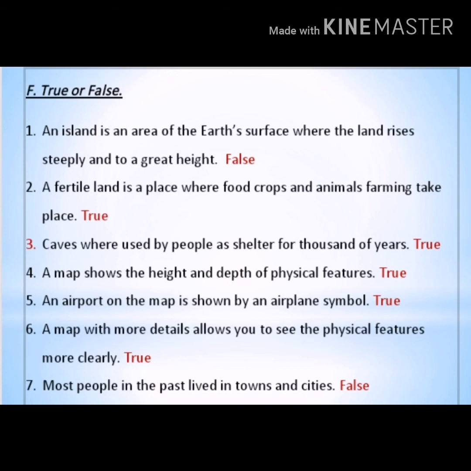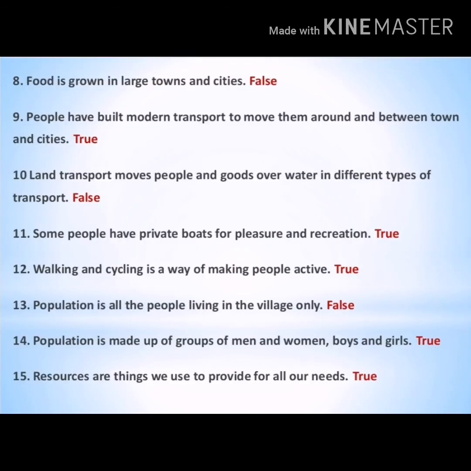So it's very important for you to read step by step. For example, if you see number 1, where it says an island is an area of the Earth's surface where land rises steeply, definitely that one is false because an island is not defined that way. Number 8, food is grown in large towns and cities. That one is false. We said that food is grown away from towns and cities.